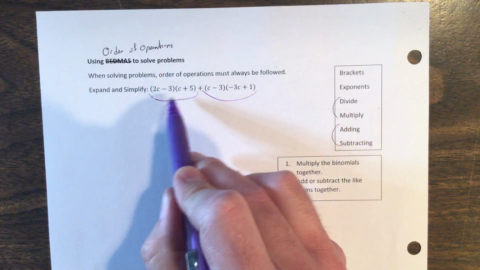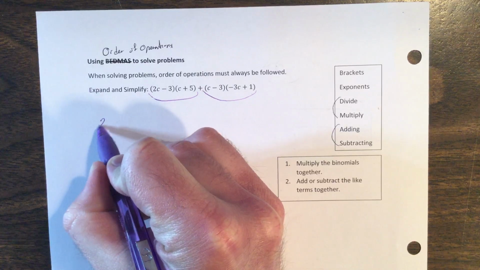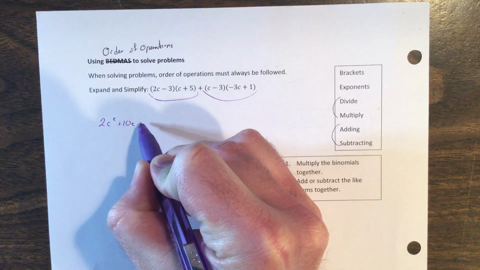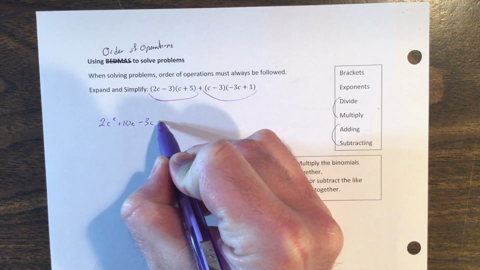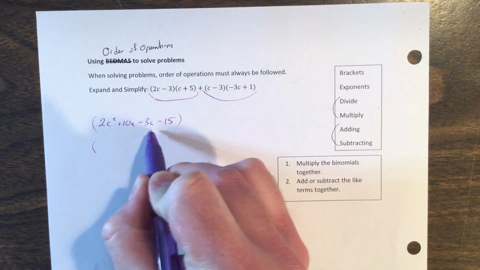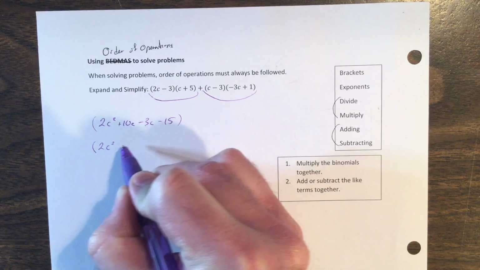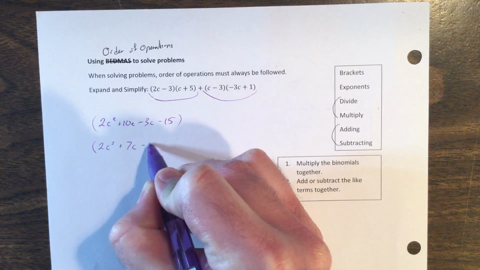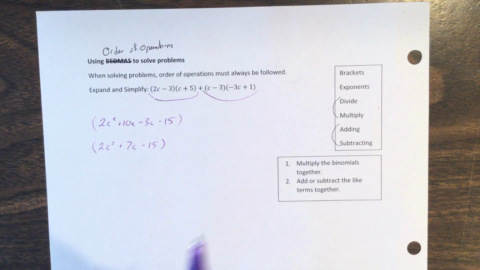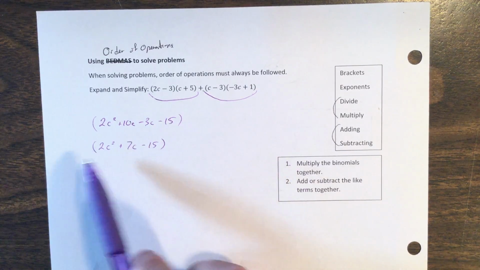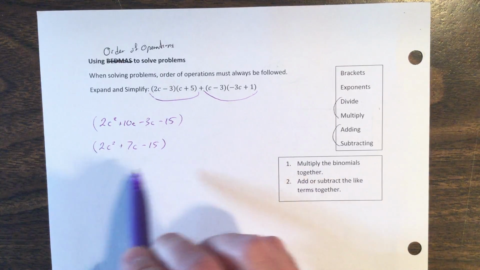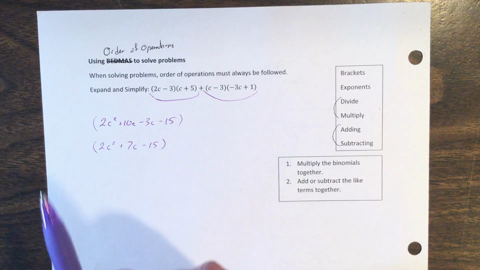But when we're doing this here, we multiply these together first, and this is going to give us 2c squared plus 10c minus 3c minus 15. And I'm going to put that into brackets. We simplify this, add those like terms together: 2c squared plus 7c minus 15. Now, if you didn't quite get that, go back and take a look at the other videos on how to solve for this here. But again, just remember, adding like terms together is very important.